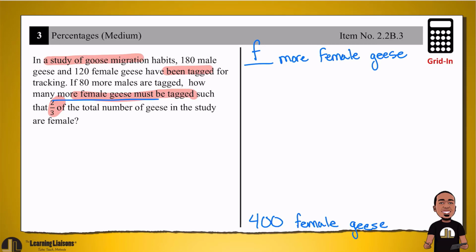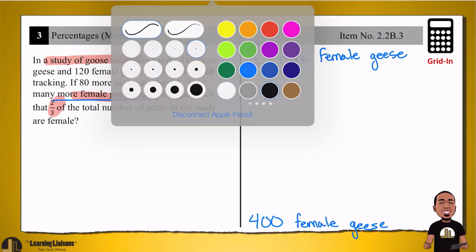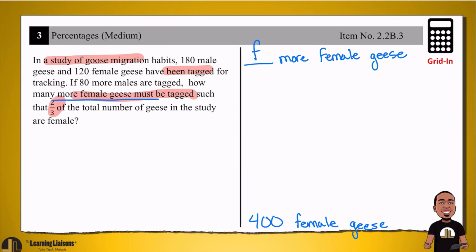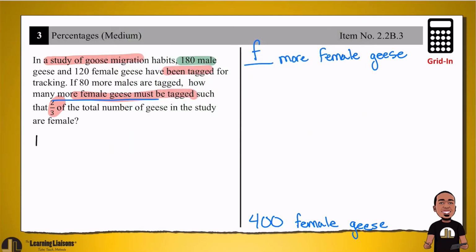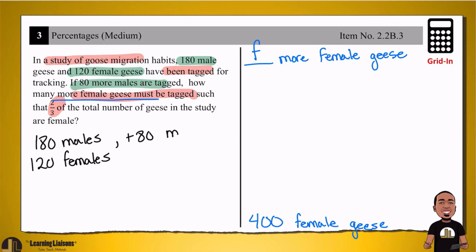All right. So far, what do we have? So far, we have 180 males. Then we also have 120 females. And then we see that 80 more males are tagged. And then we see here how many more females must be tagged. So plus F more females.